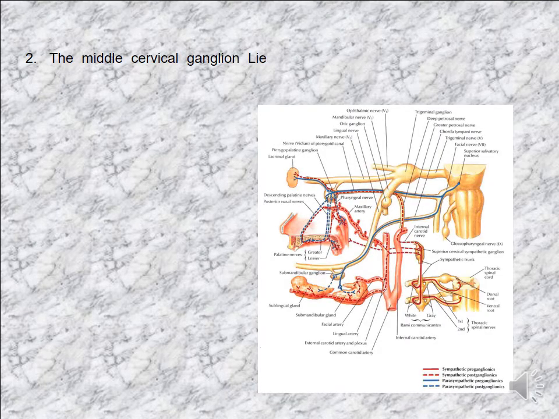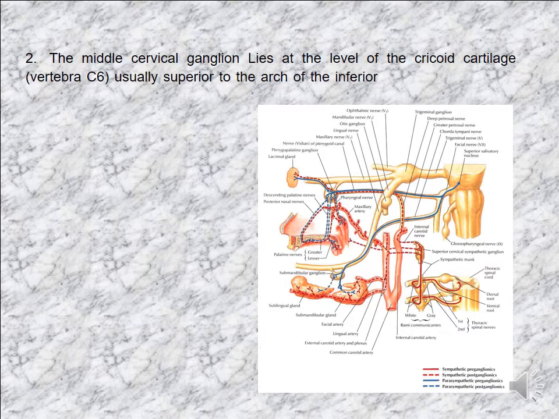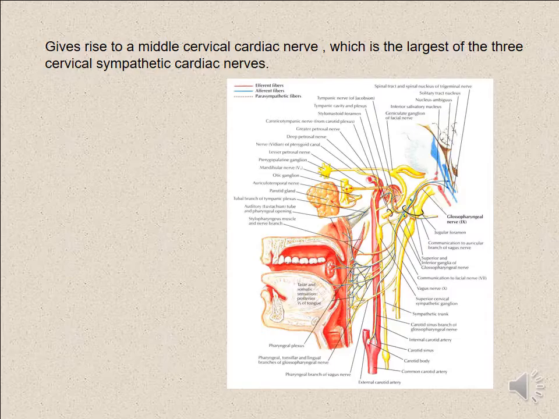The second is the middle cervical ganglion, which lies at the level of the cricoid cartilage, vertebra C6, usually superior to the arch of the inferior thyroid artery, and is very variable. It gives rise to the middle cervical cardiac nerve, which is the largest of the three cervical sympathetic cardiac nerves.